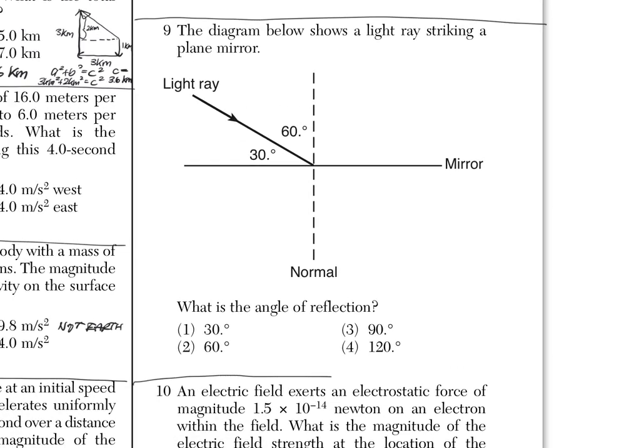We got angle of reflection. I know that the incidence angle equals the angle of reflection. And so my angle of reflection is, of course, 30 degrees. Just kidding. It is not 30 degrees. We do not measure from the surface. We measure from the normal, right?